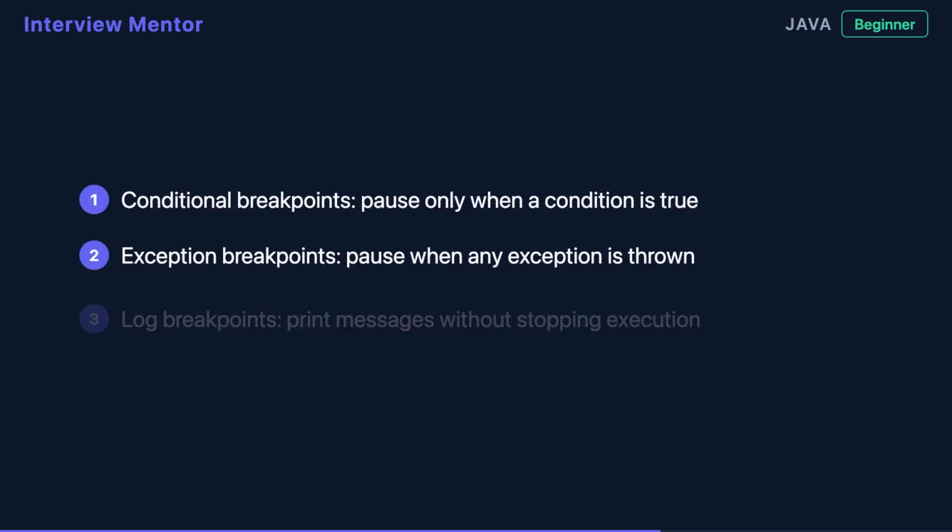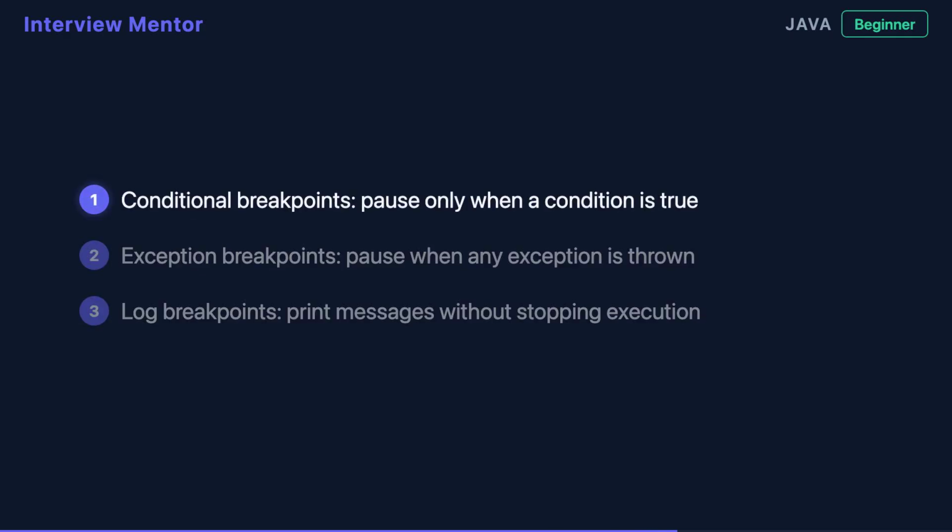Pro tip: use conditional breakpoints when you only care about specific cases. For example, pause only when a counter equals 100 or when an exception is thrown. This saves you from hitting breakpoints hundreds of times in a loop.